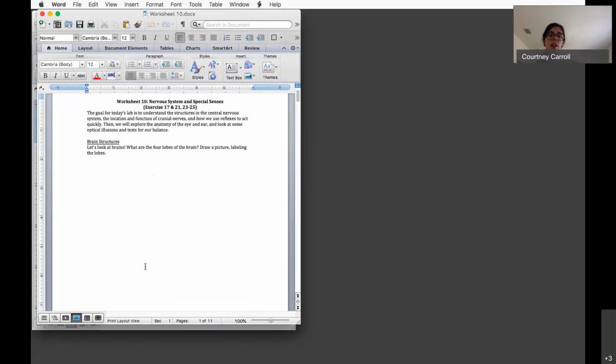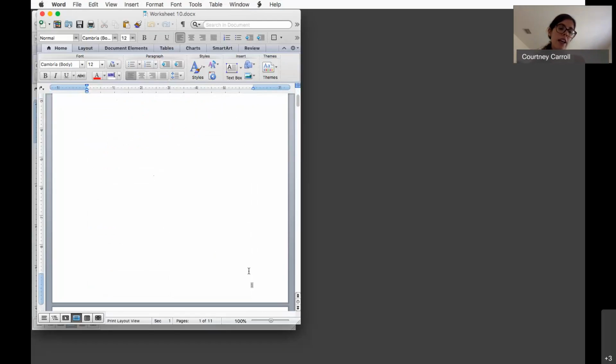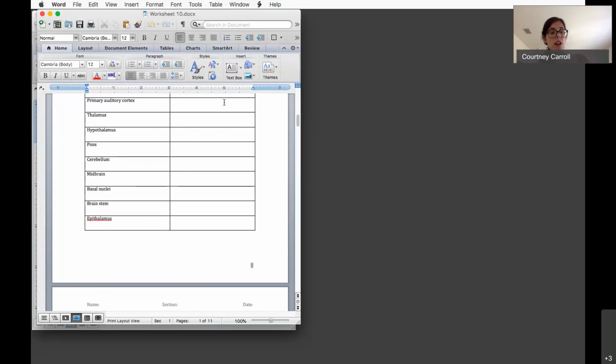So you draw a brain, you outline the 4 lobes. If you want to get fancy, you can do them in like 4 different colors, you know. And then you outline all of these regions onto your brain picture. Okay, pretty straightforward. Then we're going to do the cranial nerves.